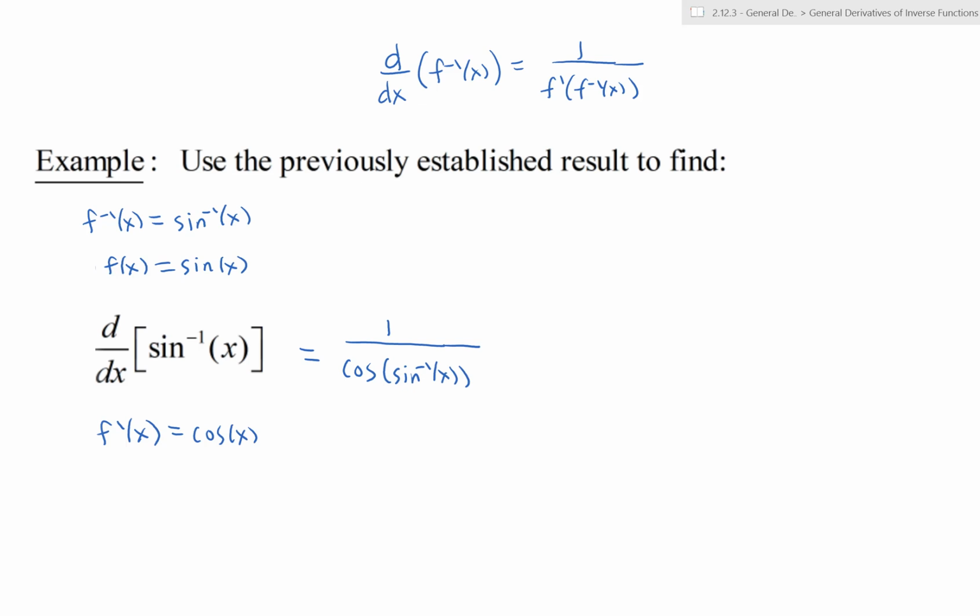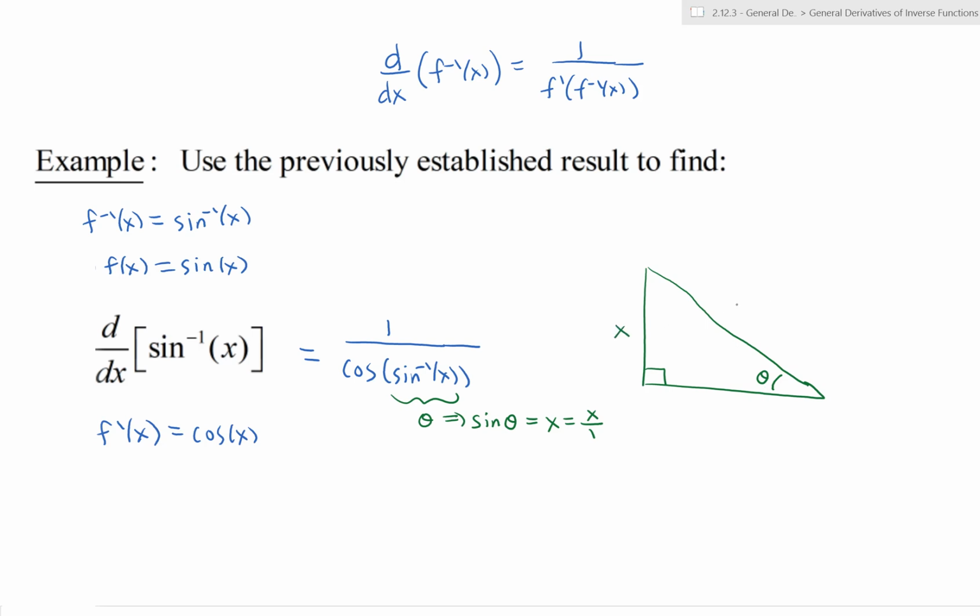Now we need to simplify. In fact, we've already established what the inverse sine function's derivative is. However, we can show it's the same thing by simplifying that expression right there. Let's go ahead and draw a right triangle such that we have this situation. That is, sine inverse of x is just some angle such that sine of the angle is equal to x, which is x over 1. So the sine of this angle, opposite over hypotenuse, is x over 1, and we need to find that adjacent side because we need to take the cosine of that angle.